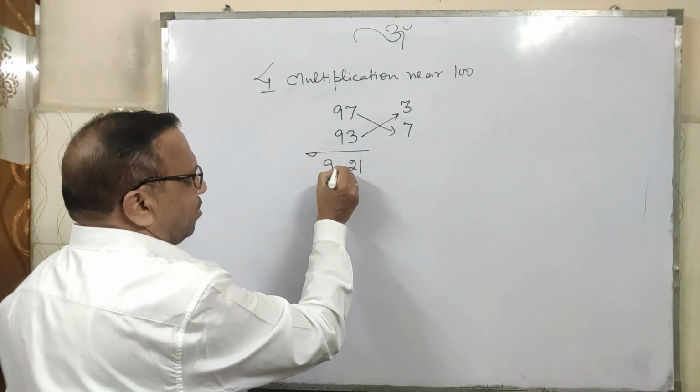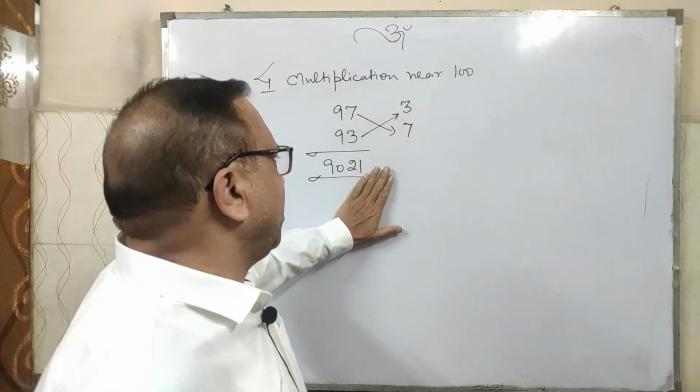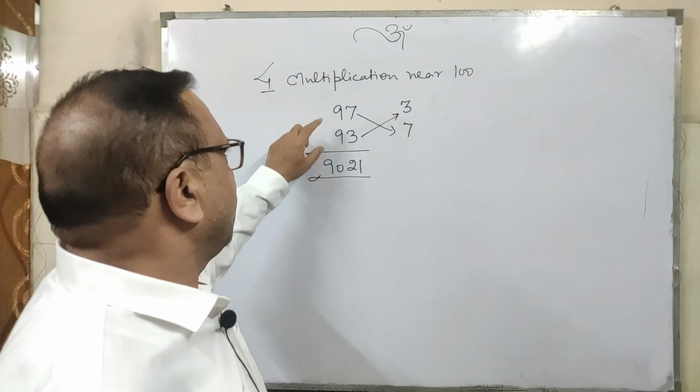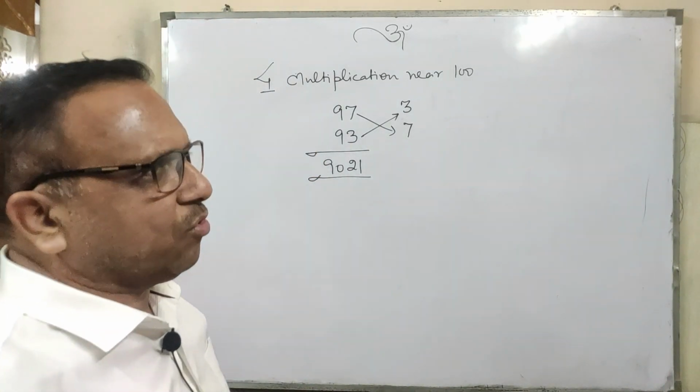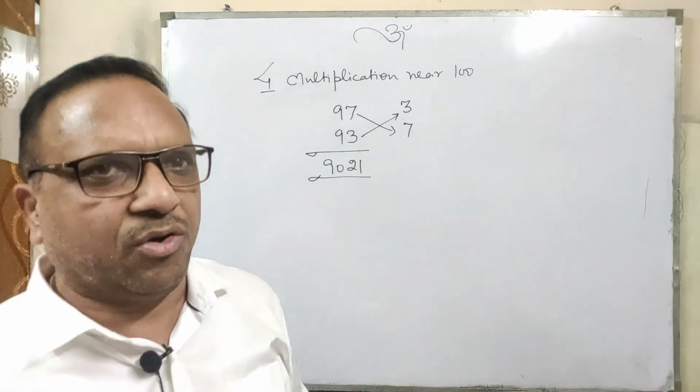Write 90. Approach is the same. If this term is greater than 100, you add it. If these terms are lesser than 100, you subtract it. The multiplication of these two is 9021. These are the few tricks for multiplication. I think you can reduce the time to solve the question. Okay beta, bye.